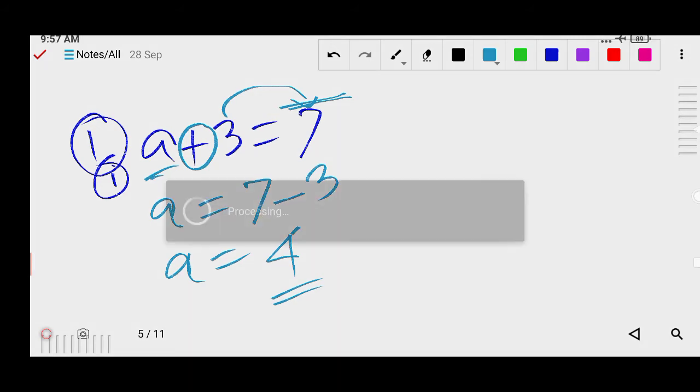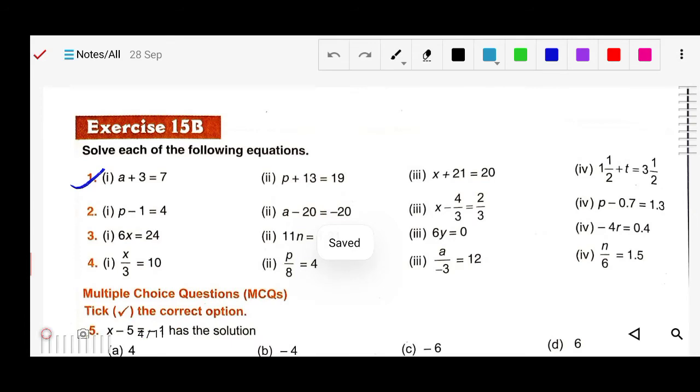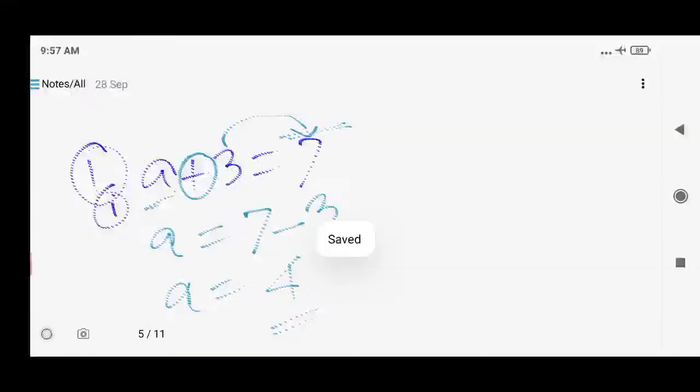Okay, now the next question, number 2: 1 and 1 by 2 plus t equals 3 and a half. So this question number 2 we will solve.